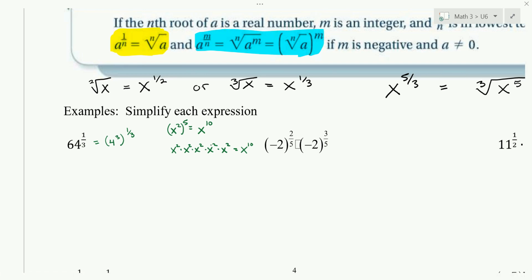Okay, so that's the case we're working with now. We have 4 to the 3rd to the 1/3, and so we want to multiply the 3 and the 1/3 together. So what is 3 times 1/3? It's 1, right? You get 3 over 3, which reduces to 1. And so that's just 4. Okay. So that's one way to go, and that's just working with the exponents.